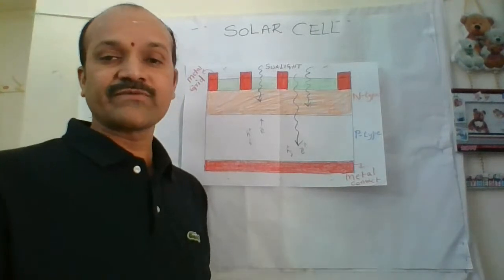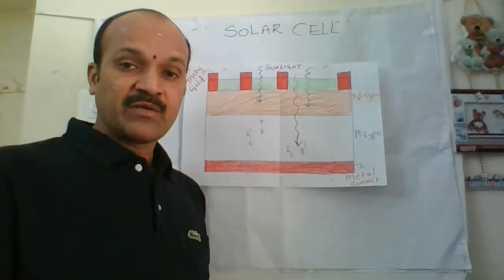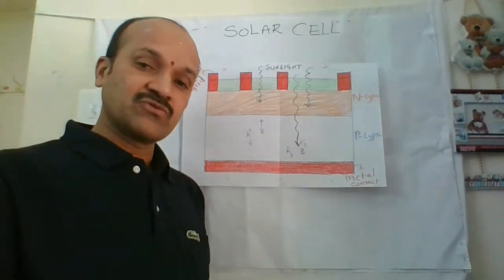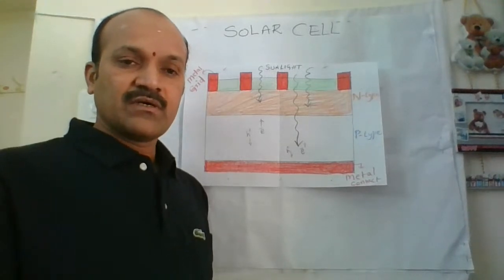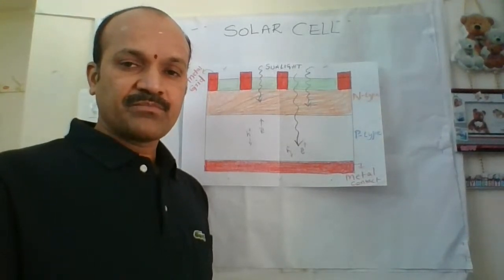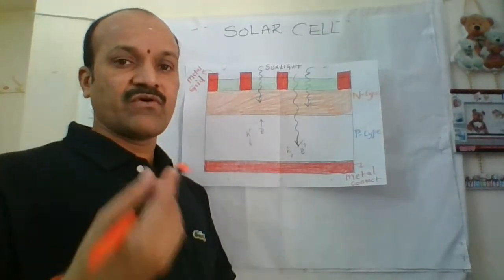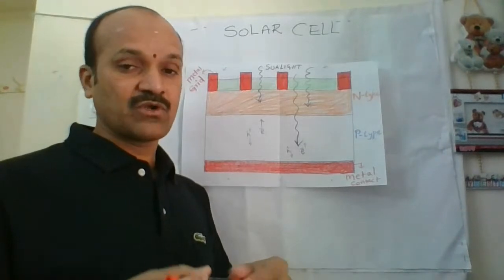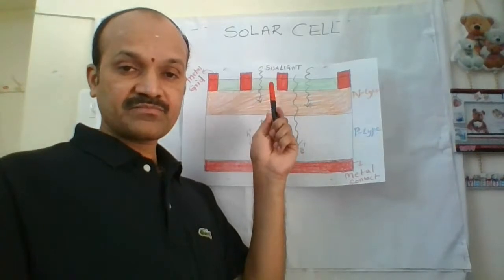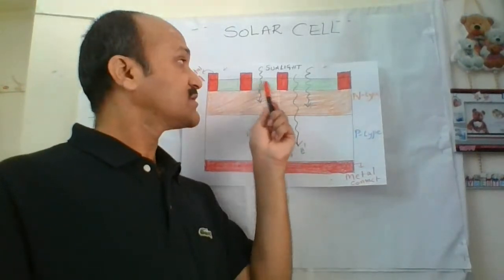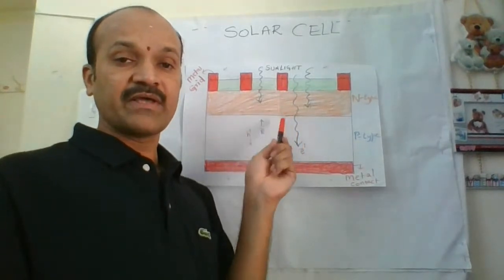What are the applications of solar cells? And what is the main preference for choosing the materials used in solar cells? Of course, we use semiconductor materials, but how do we choose them, and how are they prepared? What is the construction of solar cell? We'll see. For that, I have already drawn a solar cell.